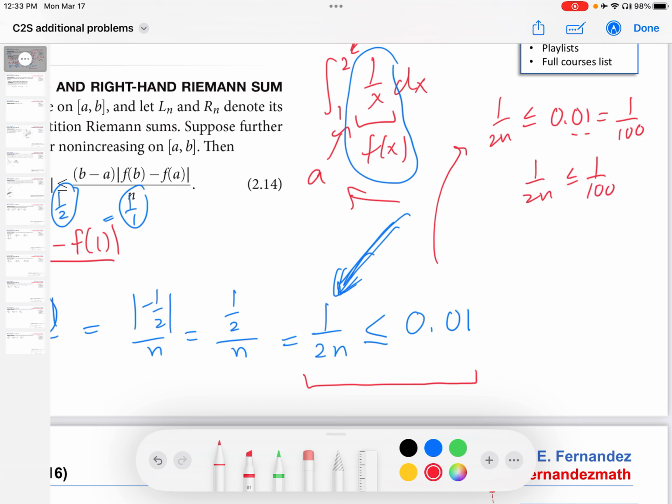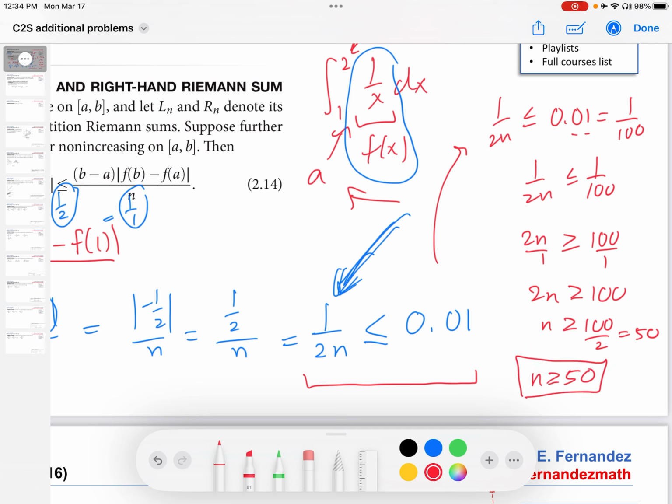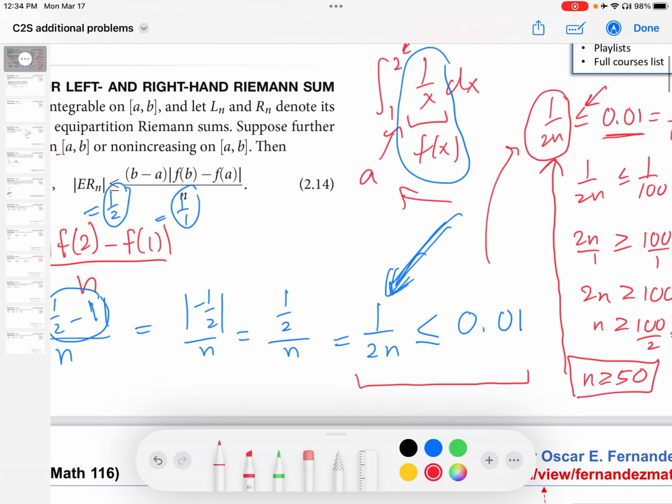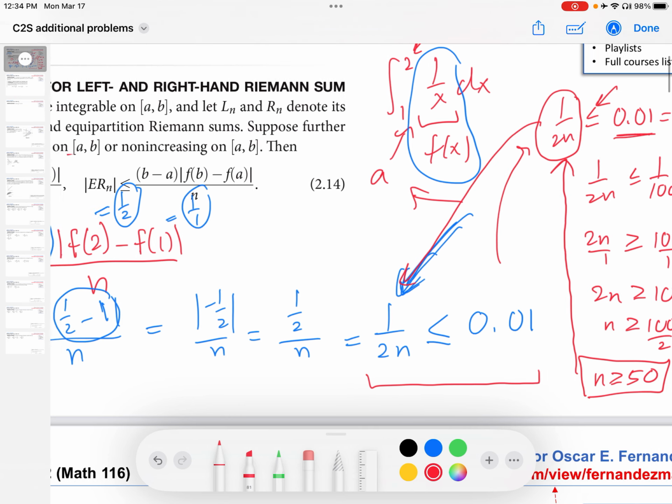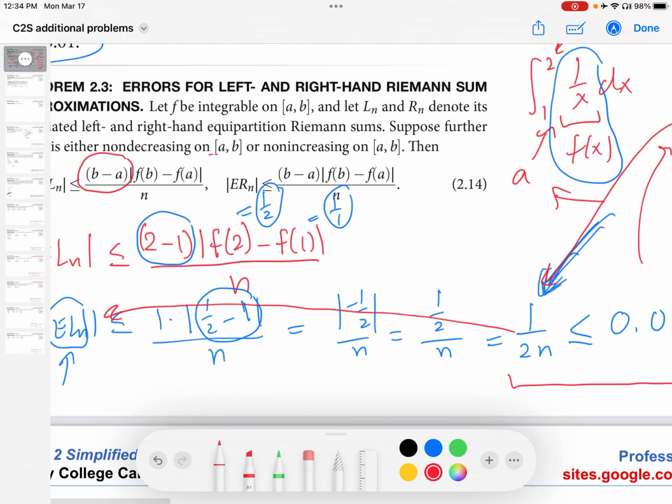So now I'm solving 1 over 2n less than or equal to that. I can take the reciprocal of both sides, 2n over 1. That changes the inequality sign: greater than or equal to 100 over 1. So I have 2n bigger than or equal to 100, divide by 2, and 100 over 2 is 50. So my conclusion is that so long as n is greater than or equal to 50, then everything else that we've shown over here tells me that 1 over 2n is less than or equal to 0.01. And 1 over 2n over here was exactly my E L n.